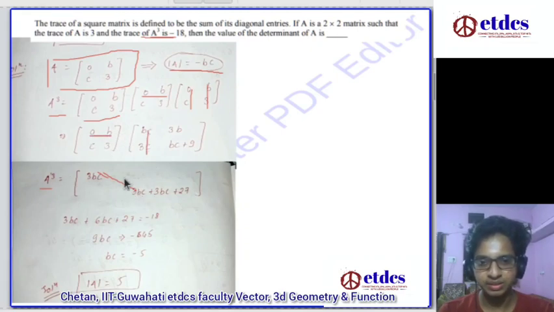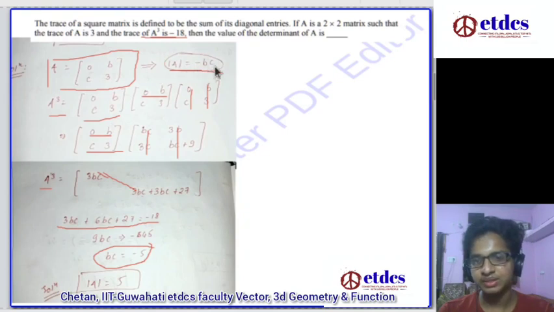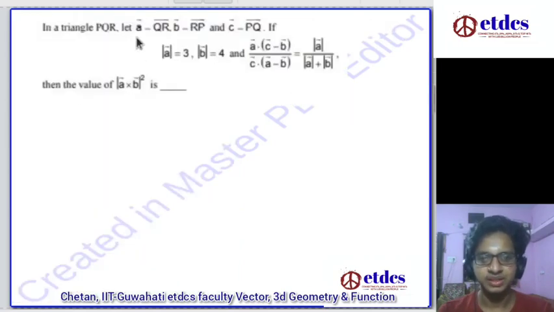So we get 3bc, and the other diagonal element is 3bc plus 27, and we are given that the trace is minus 18, so summing up we get minus 18. We find that the value of bc is minus 5, and since the determinant of A is minus bc, the determinant of A is 5. So we can make our calculation easy and fast by taking this approximation, taking 0 and 3; it will save time. This is also a numerical question from vector and 3D.